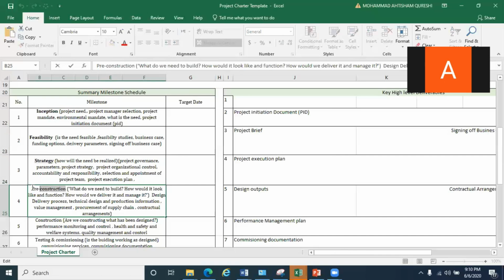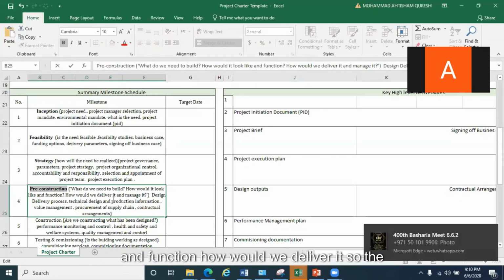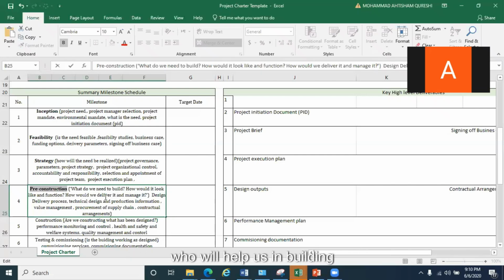And then we have pre-construction, which is kind of a discussion on the design. Before construction, how do we build? How would it look and function? How would we deliver? So the questions are: what are we going to build, who will help us in building, what we will build, and from where the resources will be coming. All these questions about the planning and designing, and the technical requirements. What are the technical requirements of the project? So pre-construction means setting up the design and all the design discussions.